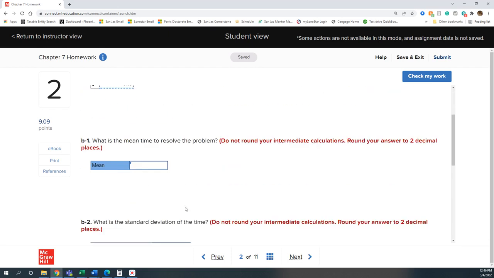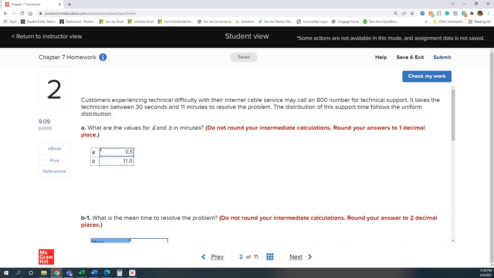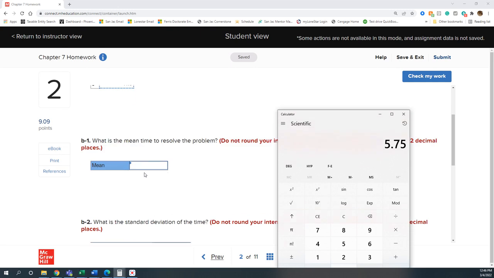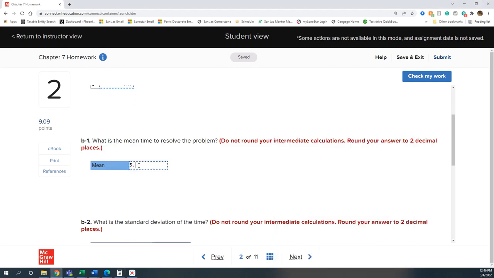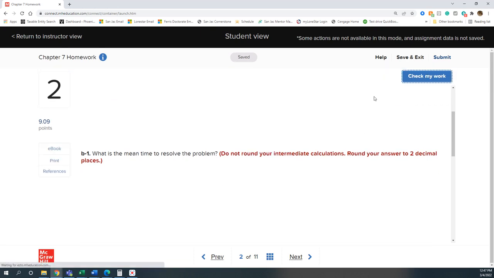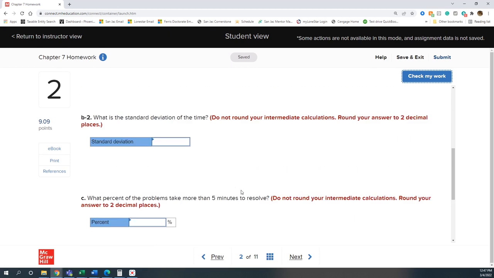What is the mean time to resolve the problem? Well, to find the mean, since we only have 2 numbers, we add them. So 11 plus 0.5, and then divide by 2. So 5.75. Always make sure you check your answers, going step by step and understanding what's going on.